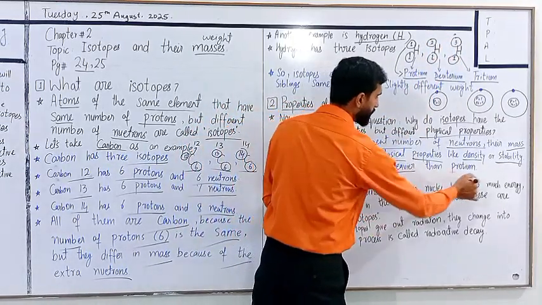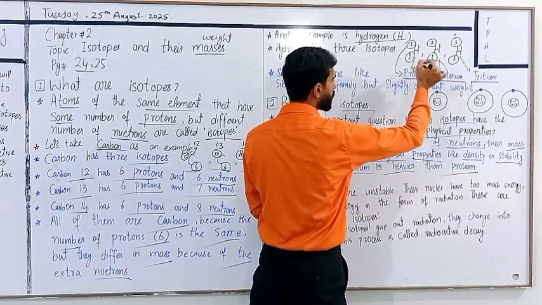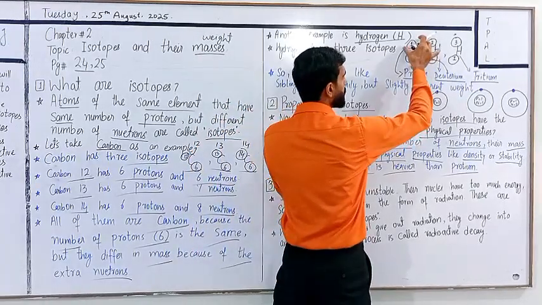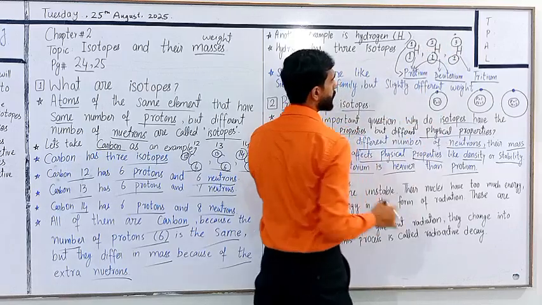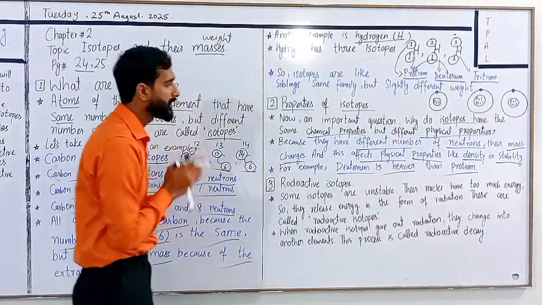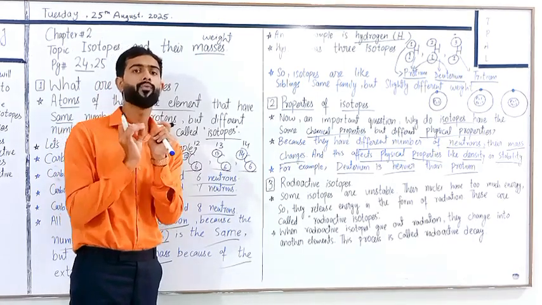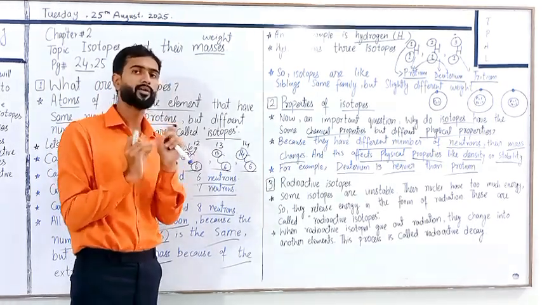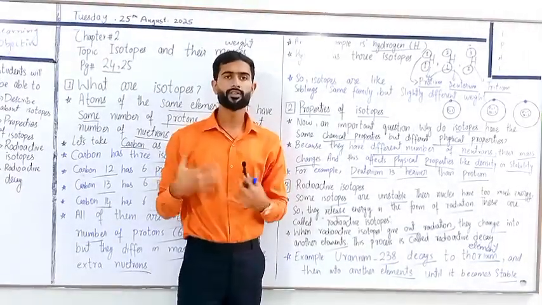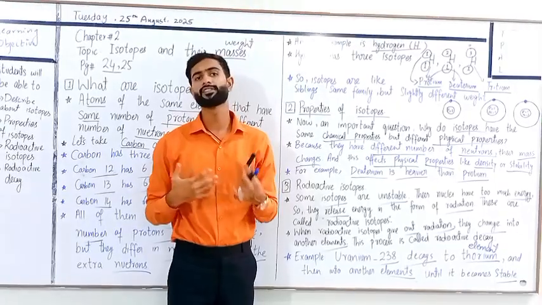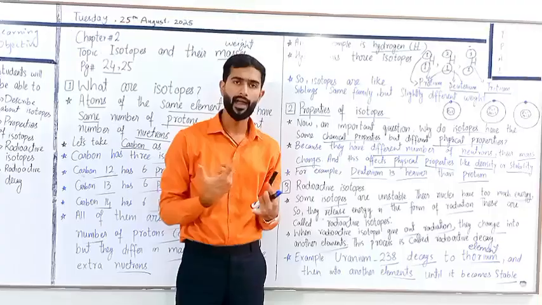Deuterium is heavier than protium. Why? Because protium has only one neutron and deuterium has two neutrons. That's why deuterium is heavier than protium. So in this way, the mass of an isotope changes because the number of neutrons is different in each isotope form, right?